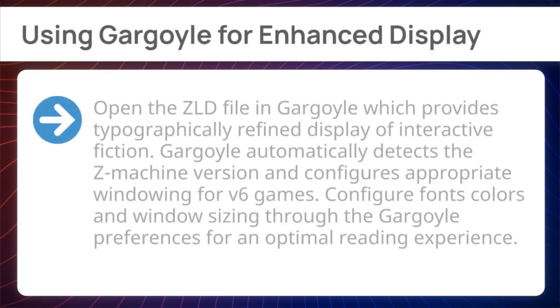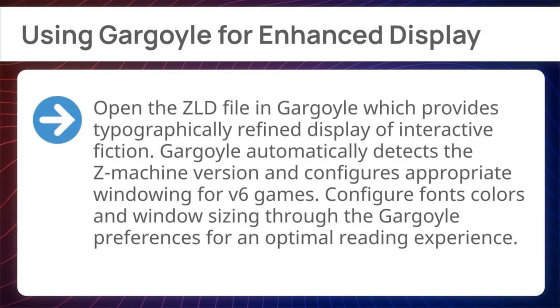Next, using Gargoyle for enhanced display. Open the ZLD file in Gargoyle, which provides typographically refined display of interactive fiction. Gargoyle automatically detects the Z machine version and configures appropriate windowing for v6 games. Configure fonts, colors, and window sizing through the Gargoyle preferences for an optimal reading experience.